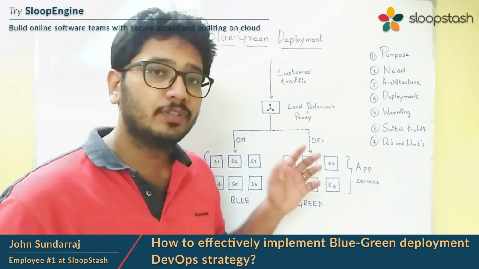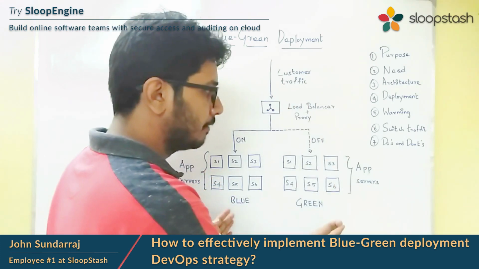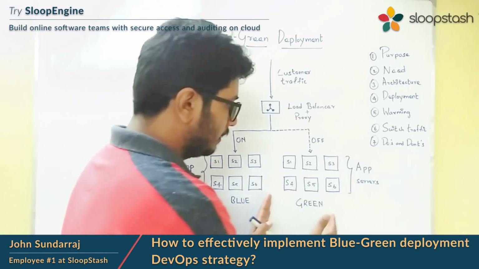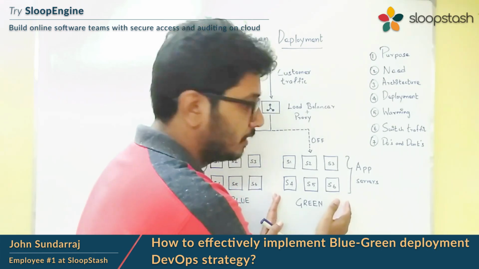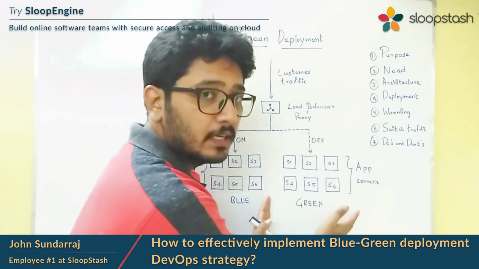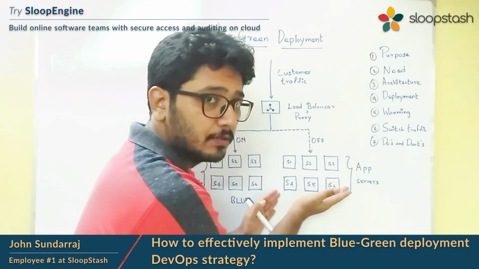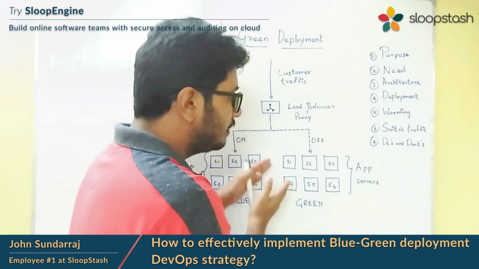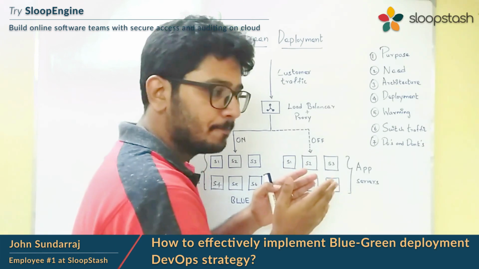Now let's talk about the deployments. According to this diagram, the green fleet application servers are the passive servers, meaning they are in a turned-off state and are not serving any customer traffic. Now we need to first power on these green fleet application servers, and then deploy our code on all these servers in a single instant.